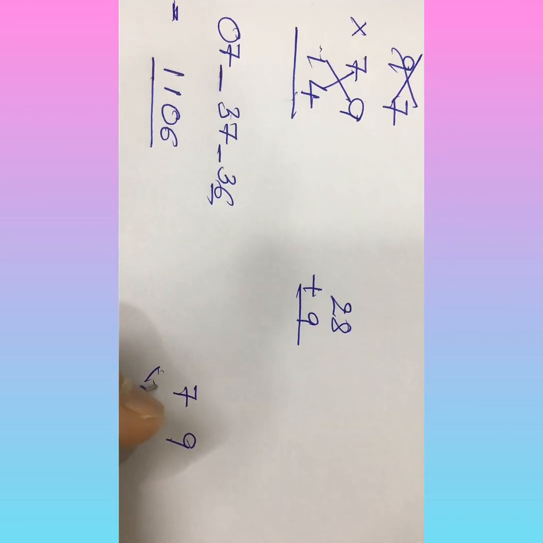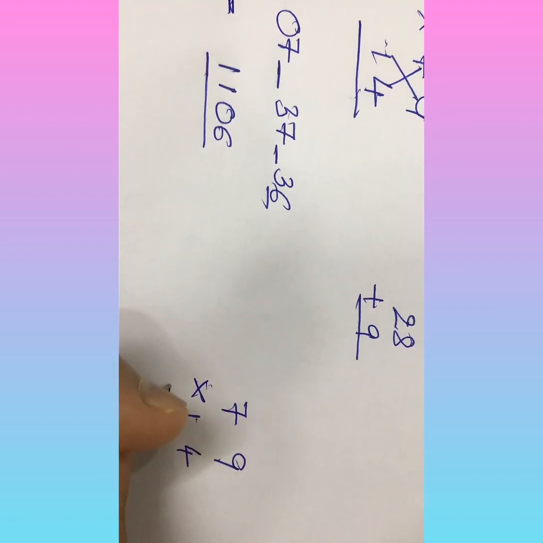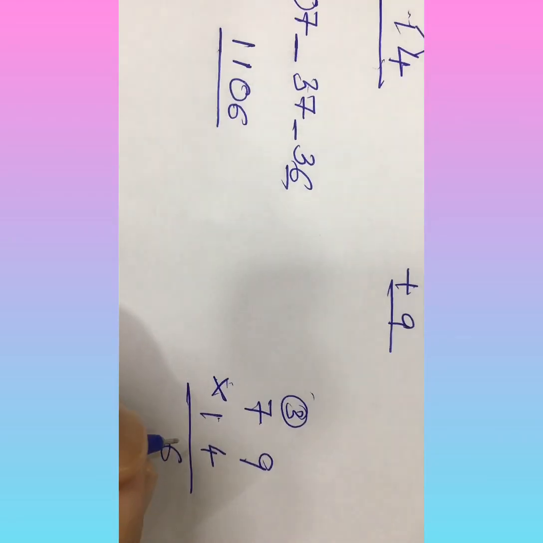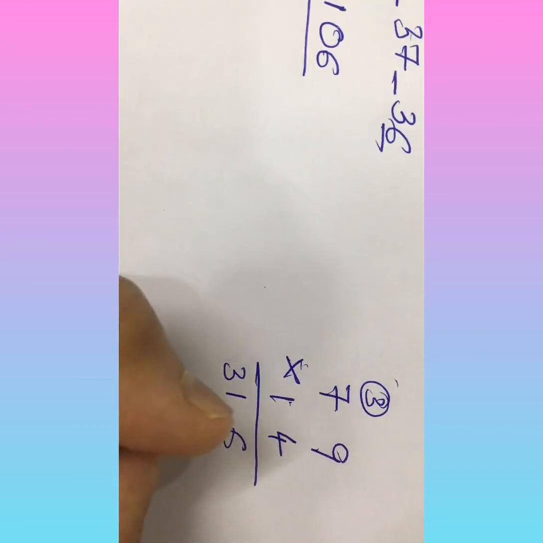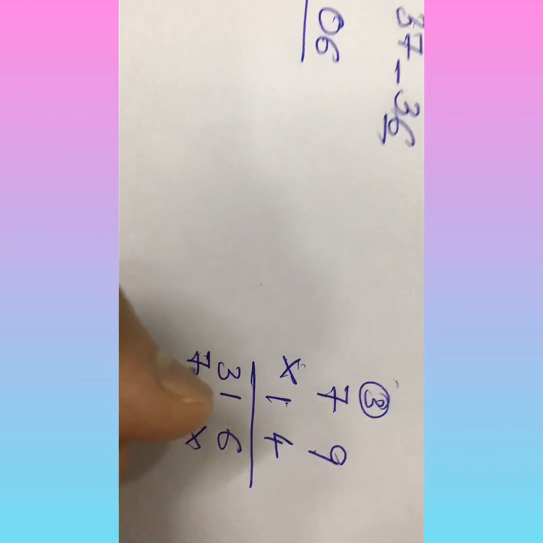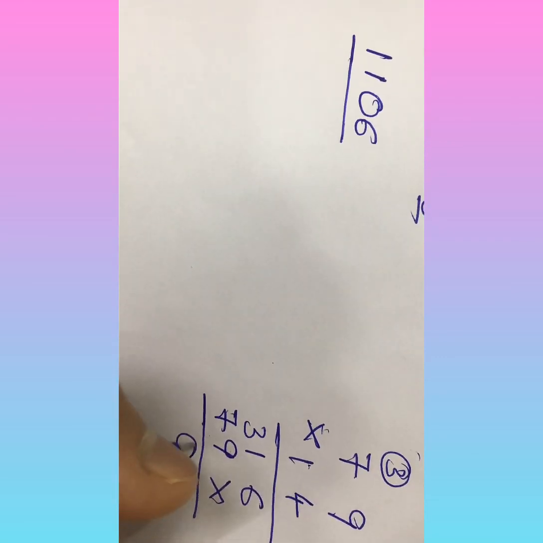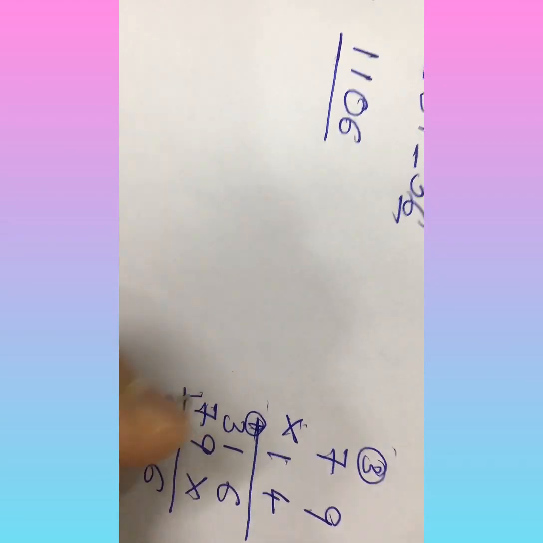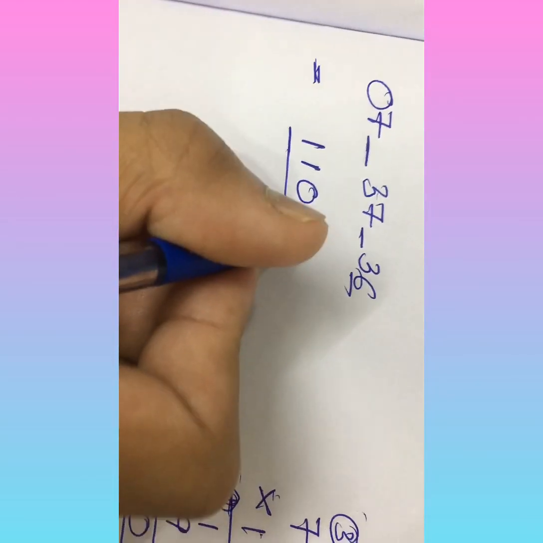79 into 14. So 9 into 4, that is 36. 7 into 4, that is 28, and we'll get 31. 1 into 9, 9, and 1 into 7 is 7. So 6 as it is, and 9 plus 1 is 10, and 7 plus 3 is 10, plus 1 is 11. So we got 1106, 1106.